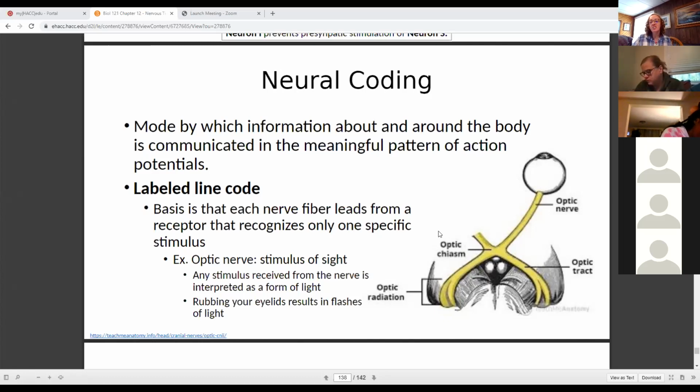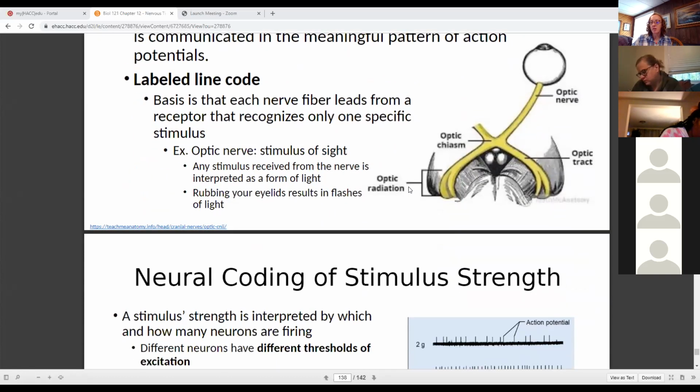But yeah, so what you're doing is, it's a stimulus that's being received, but it has to be interpreted as a form of light. So how does that receptor get stimulated there and interpreted as a form of light? All receptors only recognize one specific type of stimulus. So you fire action potentials that are only one particular type of stimulus.